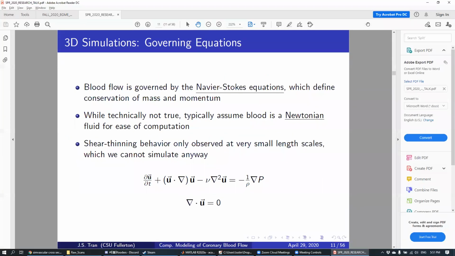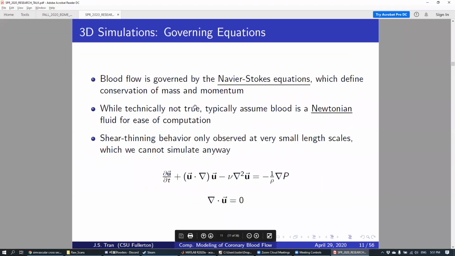Another thing that's really important for fluids is to define what's called the stress-strain relationship. Most fluids we assume are Newtonian, which basically means that there's a linear relationship between shear stress and the velocity gradient. Even though blood is technically not a Newtonian fluid, most of the time we just assume that it is because it's a lot easier to simulate Newtonian fluids. If we don't assume it's Newtonian, then our Navier-Stokes equations don't look like this. They look a little bit more complicated.